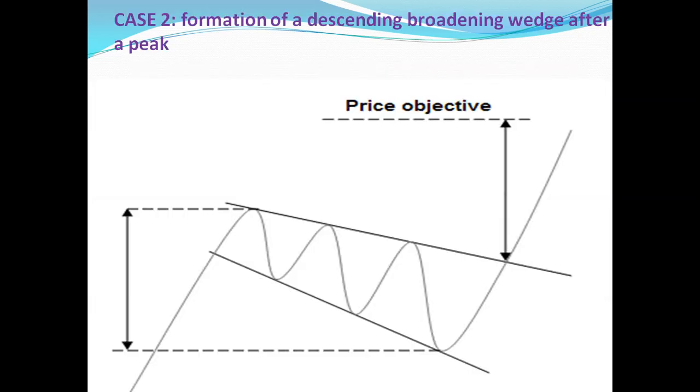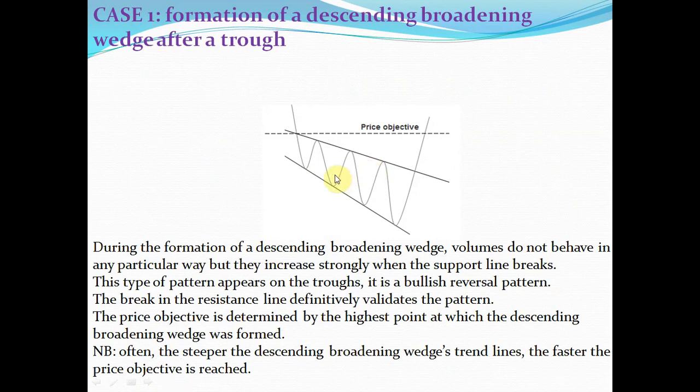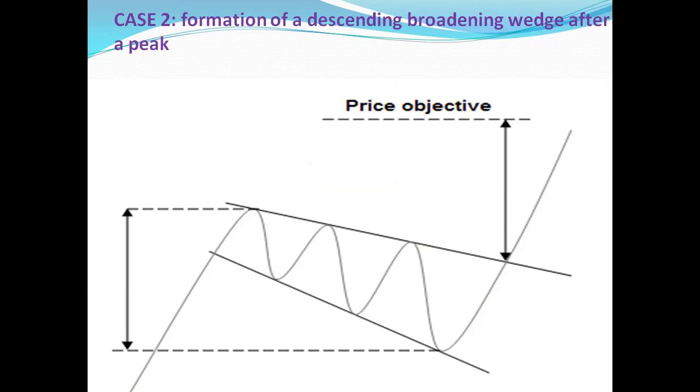Case number 2: formation of a descending broadening wedge after a peak. So you can see case 1 here. The stock was going from uptrend to downtrend. Here this is formed on a peak. So the stock is going here from uptrend, then it was downtrend, a peak. So this has made a peak and then followed the same direction upward. So you have to take this height as the target.